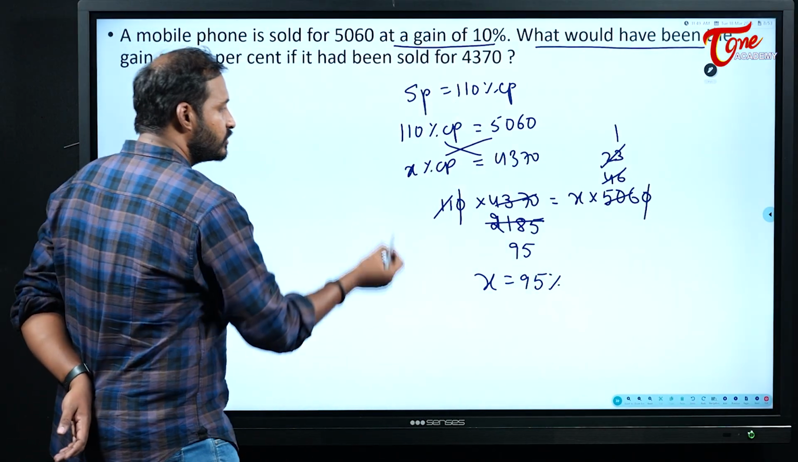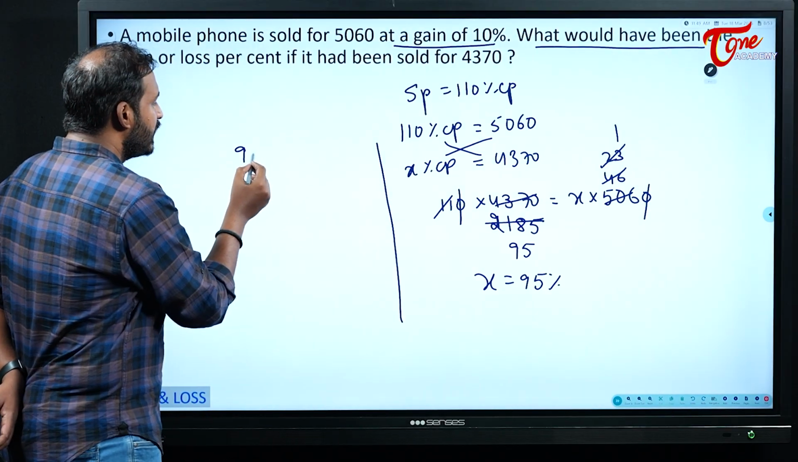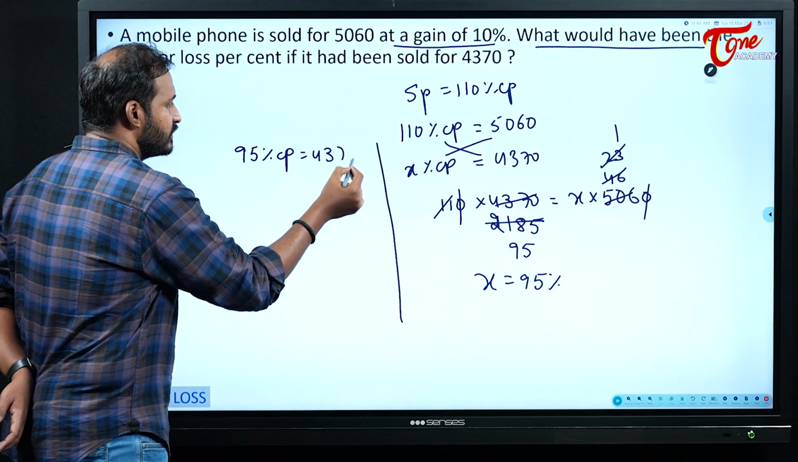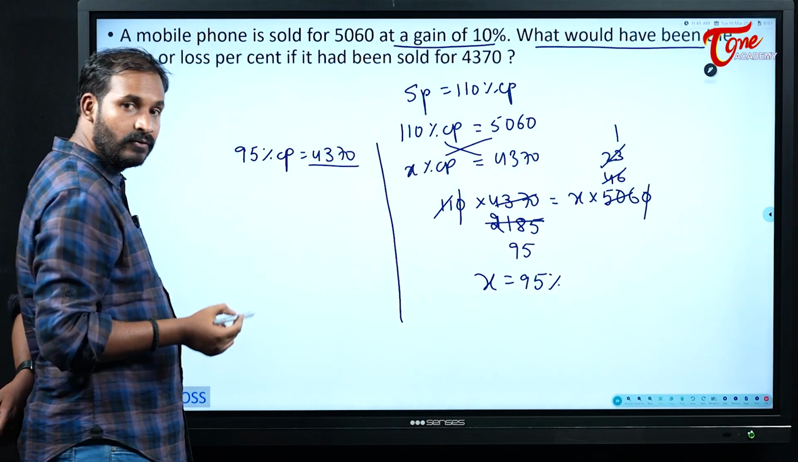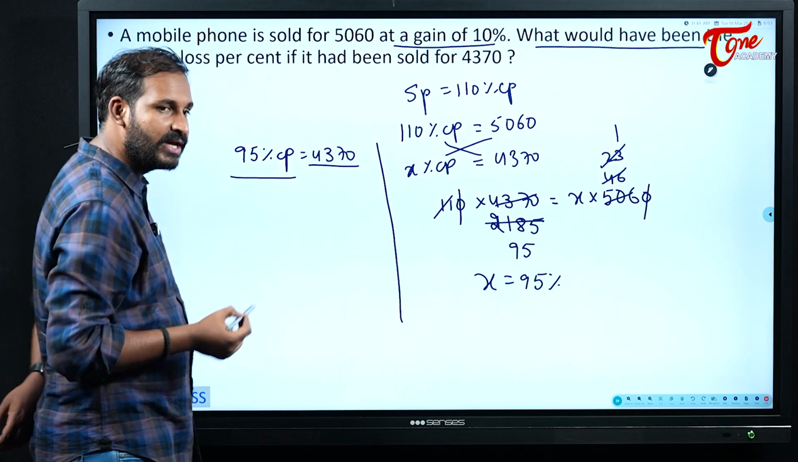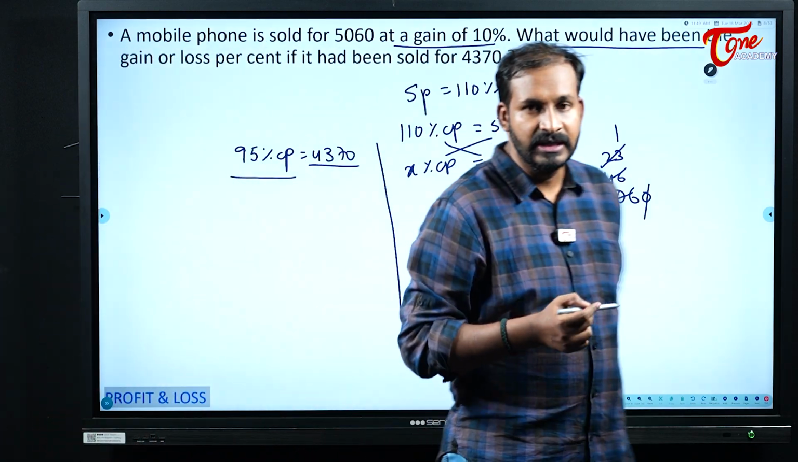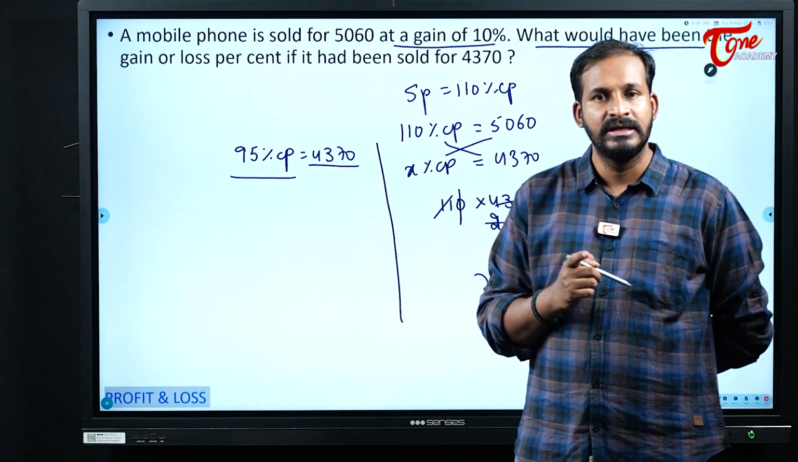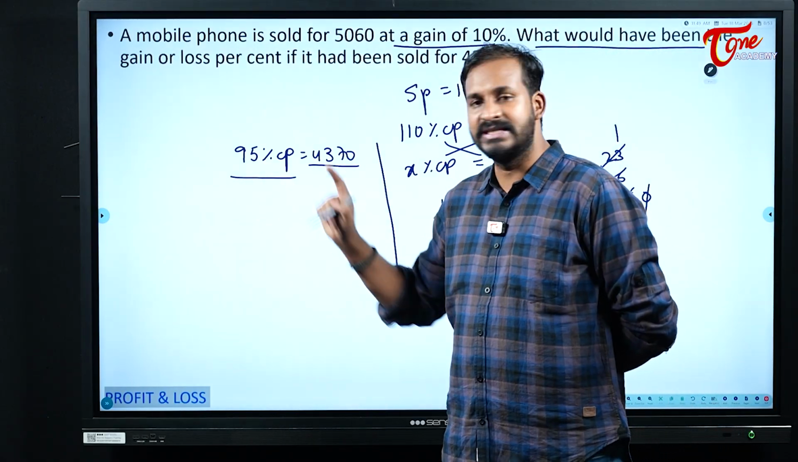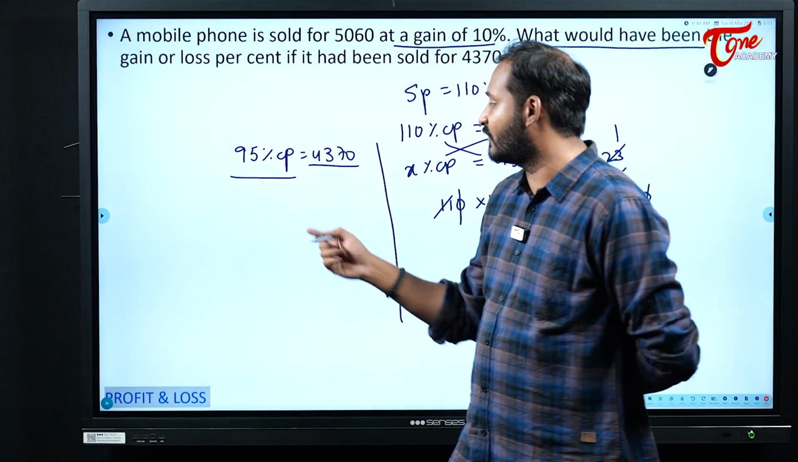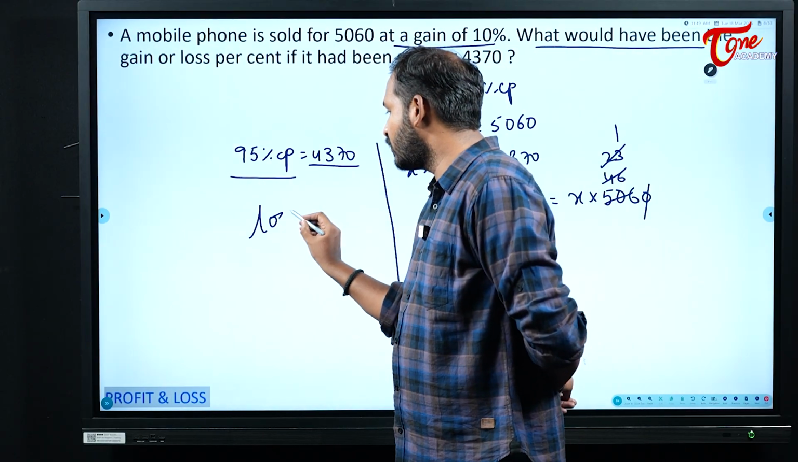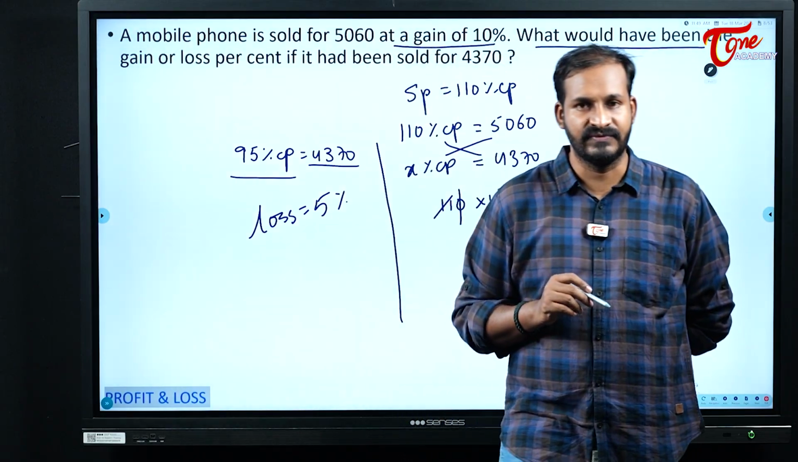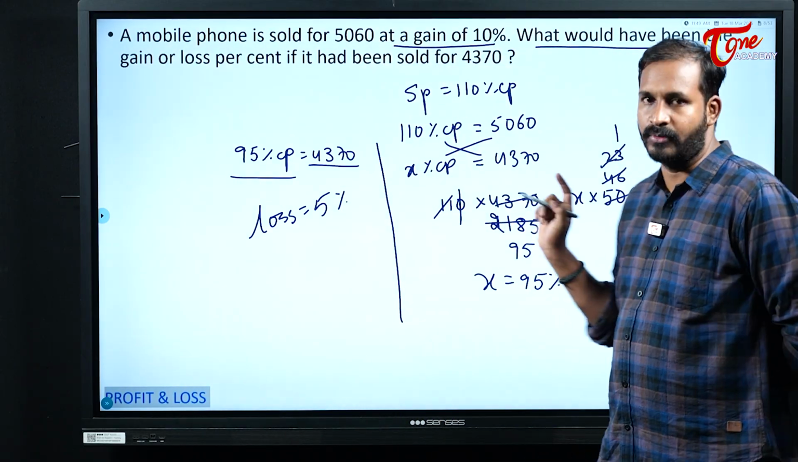Good. So that means what I can write here? 95% of CP is equal to 4370. That means when you sell that for 4370, what is the percentage of CP we are getting? 95% of CP. If SP is 95% of CP, tell me, is it profit or loss? Loss. Why? Because this is less than 100. Loss by what value? Loss by 5%. So the loss for us is 5%. Like this, we need to solve the problems.